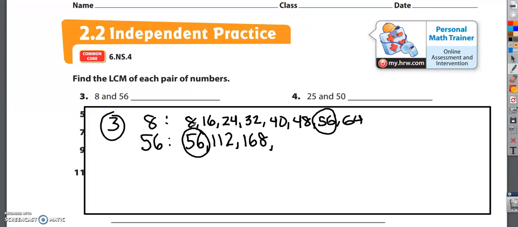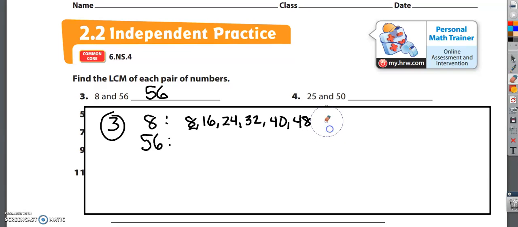So I want you to notice something. Sometimes your answer, your LCM, is one of the numbers. And I want you to think about why that would be the case. Let's pretend we never did the multiples of 56, and we just did our multiples of 8. And if we were doing our multiples of 8, and we got to 48, and then we got to 56, you just got to keep in mind what your other number would be.